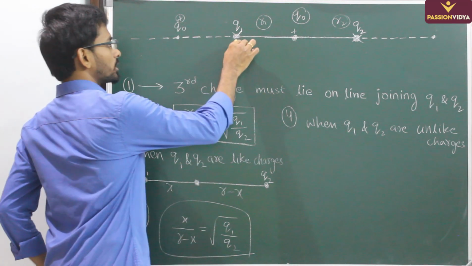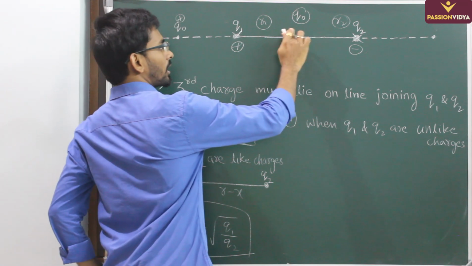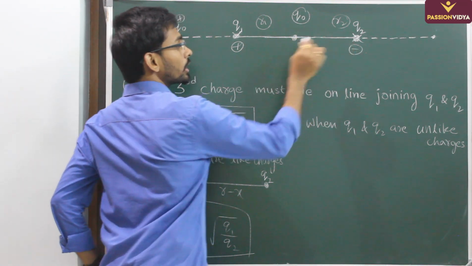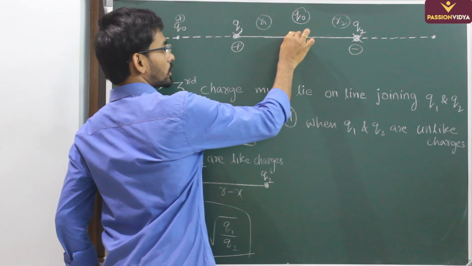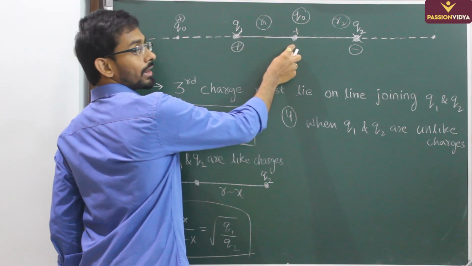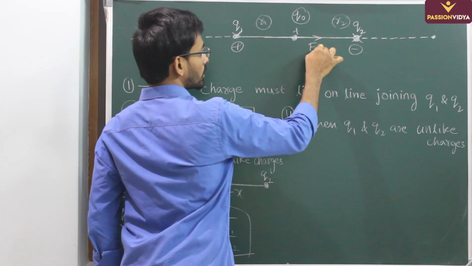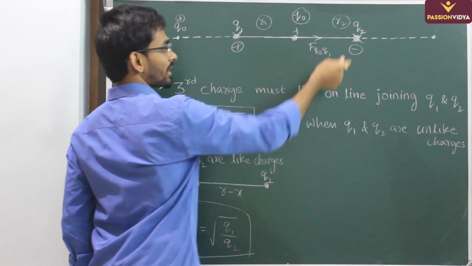So let us take q1 is positive charge and q2 is negative charge. Now let us check whether equilibrium is possible between q1 and q2 or not. So let us take q0 here, let it be positive. Now these two charges are like charges, so there will be repulsion. So force on q0 due to q1 will be towards right.